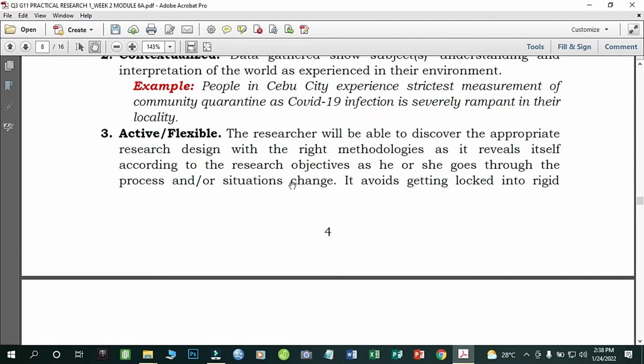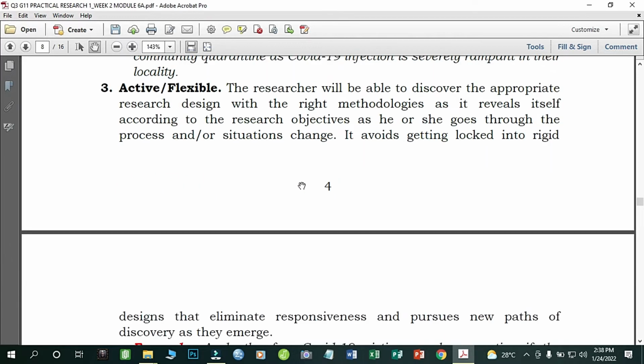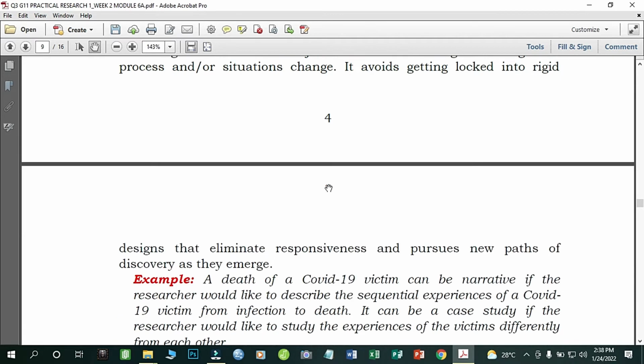Okay, so in qualitative research, it is active and flexible. As you go through your study, you may discover something new. That's why it's flexible. So you may change your research questions a little bit. Okay, it depends upon the data also that you gathered in your interviews.